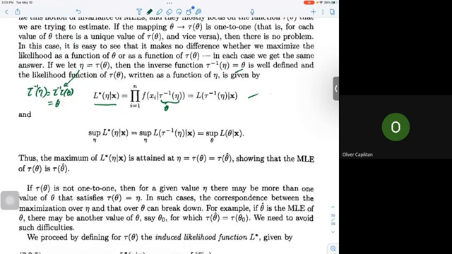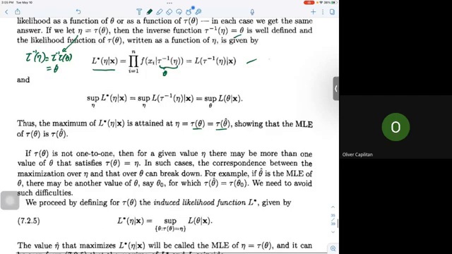Thus, the maximum of this likelihood function of eta is attained at eta equal to tau of theta, okay? And since tau is 1 to 1, that is why we have here equal to tau of theta, showing that the maximum likelihood estimator of tau of theta is equal to tau of theta hat. That's for the case when tau is 1 to 1.